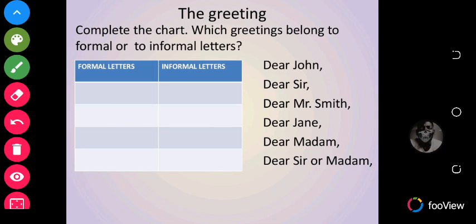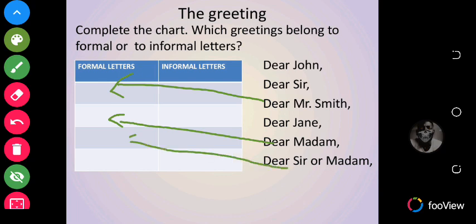So for formal letters, we are looking at dear Mr. John, dear Mr. Smith. You realize that there is a sign of respect. You are looking at dear Madam, dear Sir or Madam, and then dear Sir. Okay, so these are formal letters. The beginning, the greetings, it always has to do with a sign of respect.